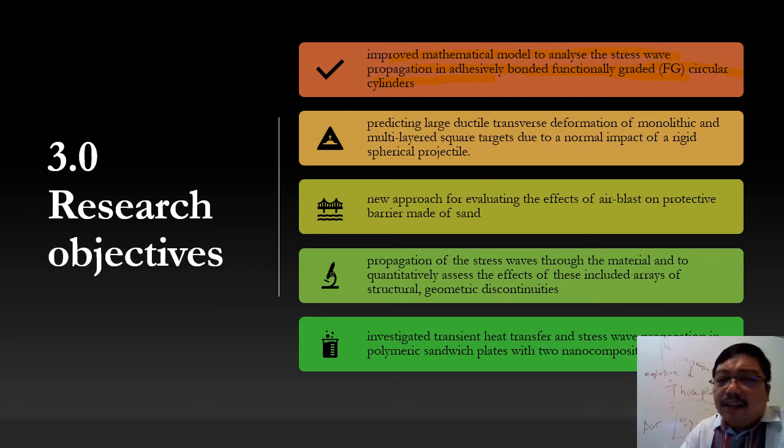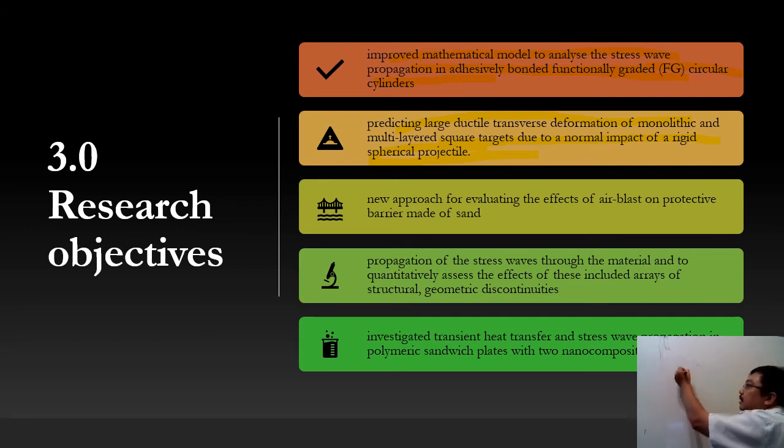Okay, predicting large ductile transverse behavior of monolithic and multi-layer square targets subjected to normal impact of a rigid spherical projectile. So the projectile comes. What will happen when the projectile hits the target? Okay, this is the target, a vertical target. Then the projectile comes and hits. Okay, this is the projectile at the transverse location. Okay, this is at the middle part of the structure.